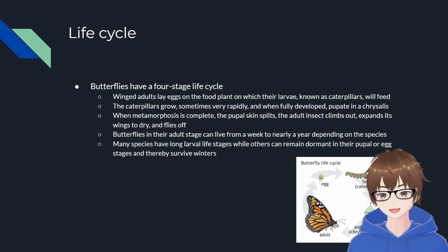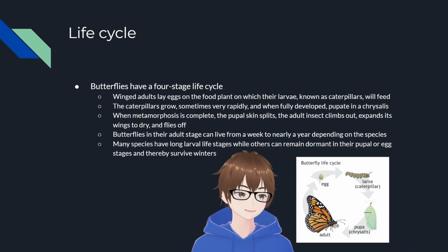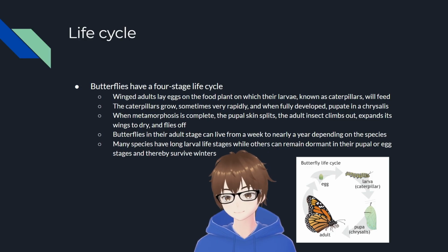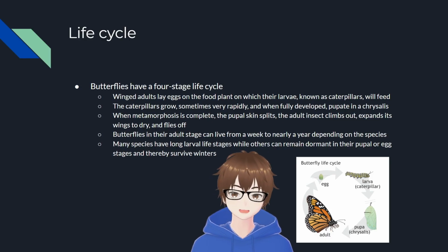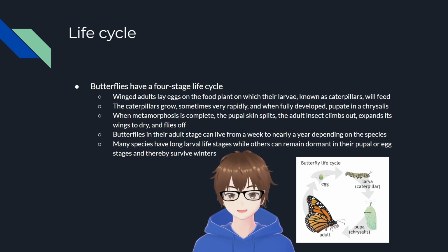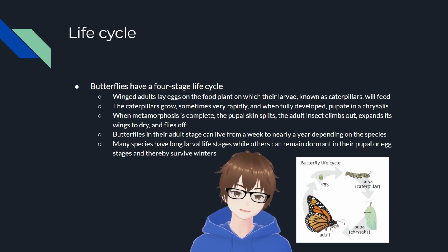So, for life cycle, I'm sure everyone in science class or at some point has probably seen the life cycle of a butterfly. But if not, here's another picture of one. Butterflies, of course, have a four-stage life cycle. The winged adults will lay eggs on a food plant on which their larvae, or the caterpillars, will feed. Then the caterpillars will hatch and grow, sometimes very rapidly. And when fully developed, they will pupate into a chrysalis.